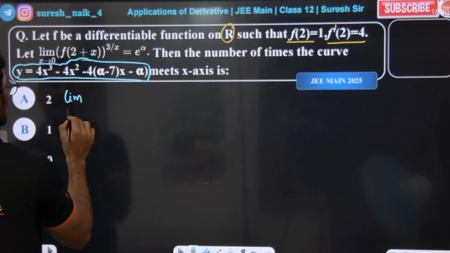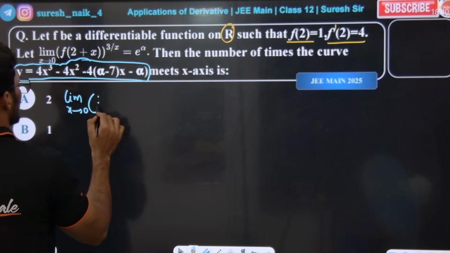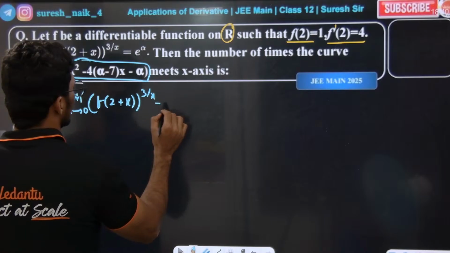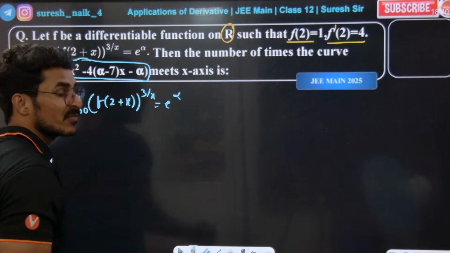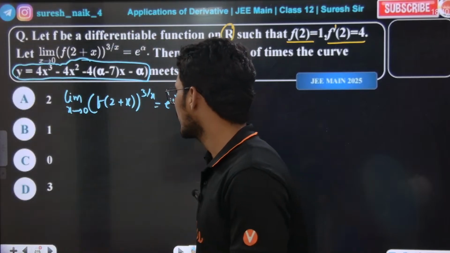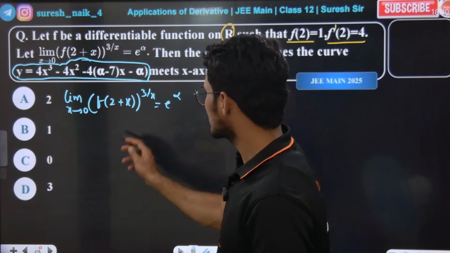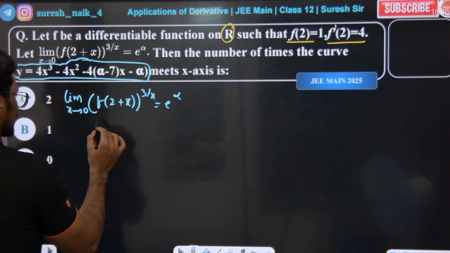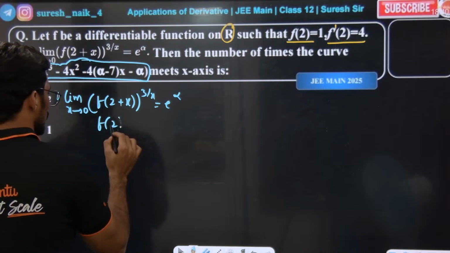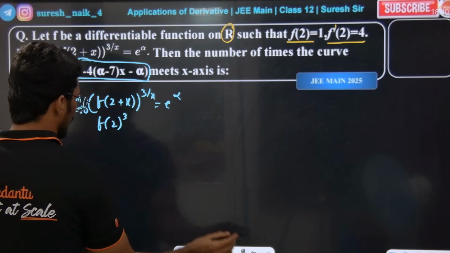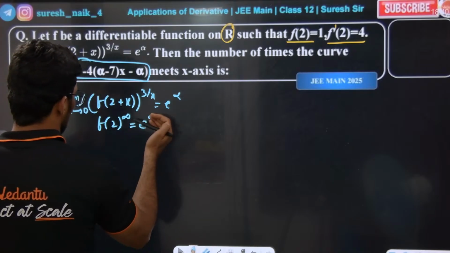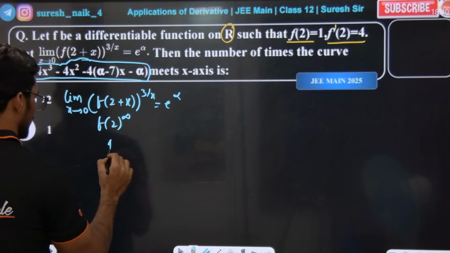A limit is involved here. The limit of f(2+x) to the power of 3/x is equal to e to the power of alpha. Limits is involved here. How do we deal with it? First, put x value 0. We get f(2) to the power of infinity. So basically this is a 1 to the power of infinity form.